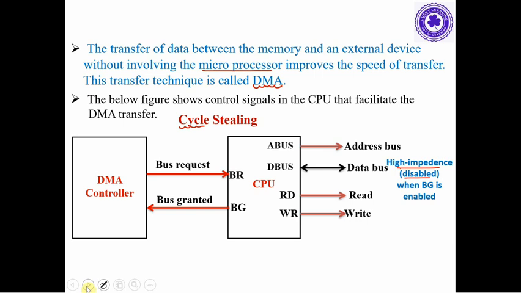Once the transfer is completed, the DMA disables the bus request control signal, and upon seeing that the bus request signal is disabled, the CPU disables the bus grant signal, so that all the buses are handled by the CPU. It means the buses and read write control signals that were previously in the high impedance state are now taken back by the CPU. Now the CPU can take control of the address, data, and read write control signals and continue with its work.